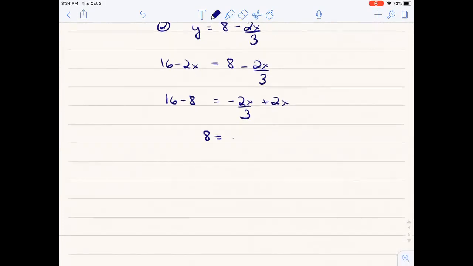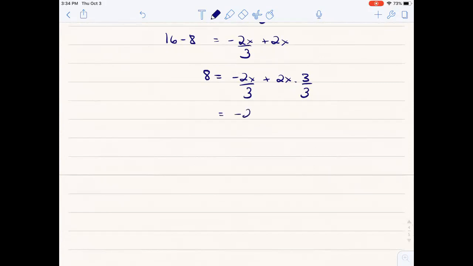Eight is negative 2x over 3. Do you remember how to add fractions? We have to get a common denominator, right? So plus 2x times 3 over 3. I can multiply by 3 over 3. 3 over 3 is just 1, right? So I'm allowed to do that, and then that'll force it to have the denominator of 3.